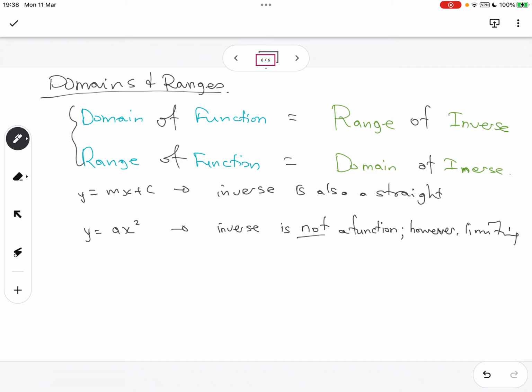limiting the domain can make the inverse of a parabola a function.